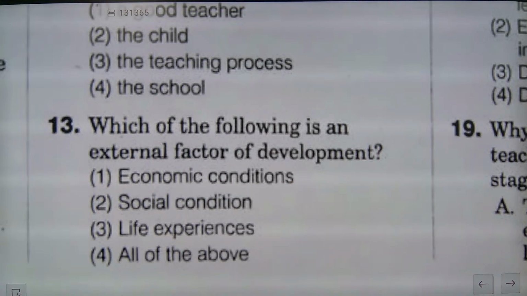External factors of development: economic condition, social condition, life experience.